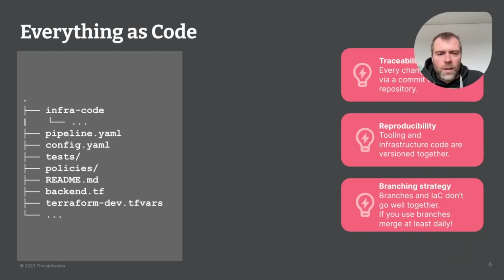A little warning should maybe go out when it comes to branching strategies for infrastructure code, because briefly, branches and infrastructure as code don't go well together. And as a rule of thumb, you can maybe say if you use branches, then merge them at least daily to make sure to fulfill this criteria of integrating all changes at least once per day, which is a core requirement for continuous integration.